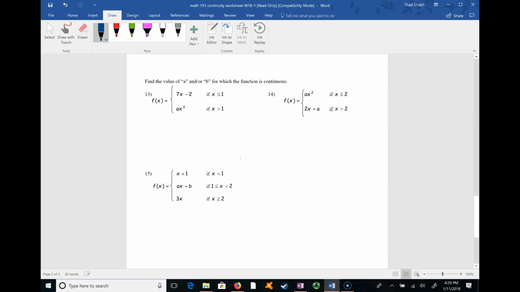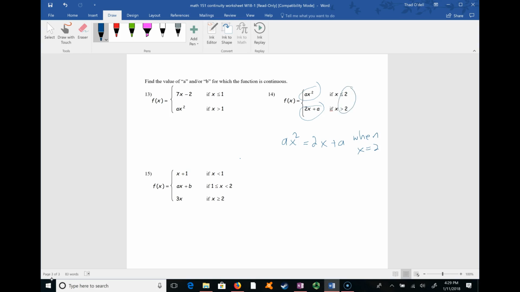Oh, I guess I will do one more. I want to do one of these down here where you have to figure out what a is. I think we didn't do this one in class, number 14. This is asking you to make this thing continuous. Again, the idea is that this function by itself is continuous, and this function by itself is continuous. So the only problem of discontinuity would be where they come together. So we have to make ax squared equal to 2x plus a when x is 2, because that's where they come together.